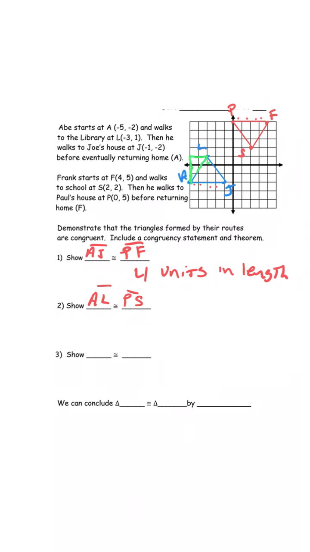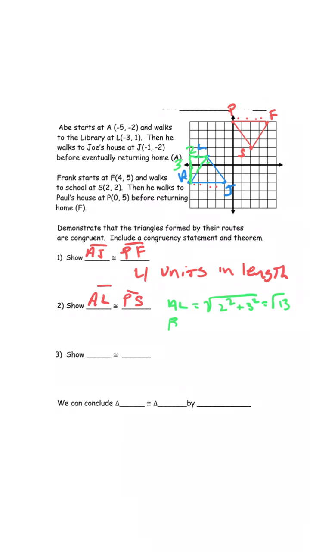So in order to find this hypotenuse, I create a right triangle, and that's 2, and that's 3. So AL is equal to the square root of 2 squared plus 3 squared, which is equal to the square root of 13. Now, if PS is the square root of 13, then I'm good to go. So let's see if it is.